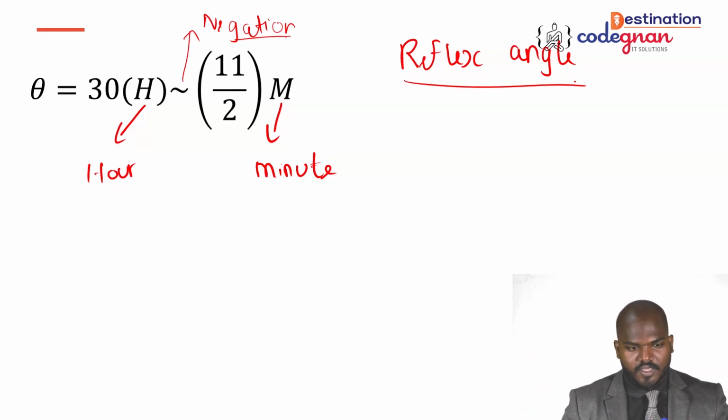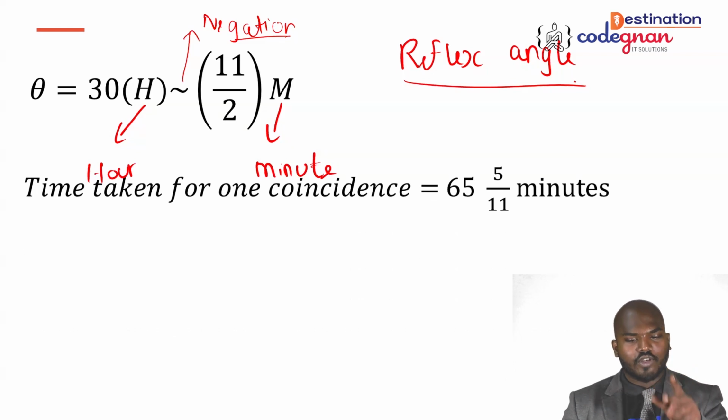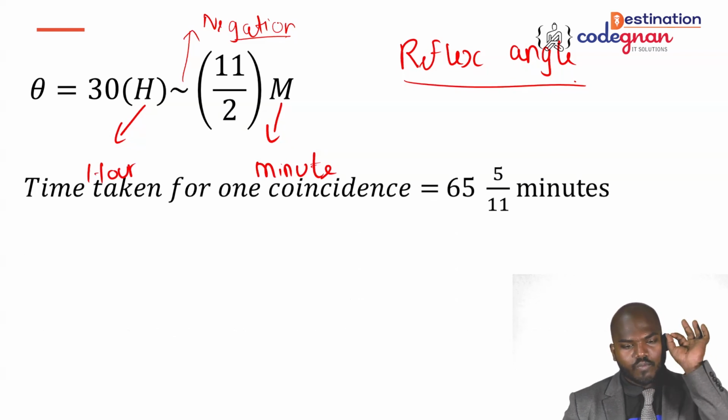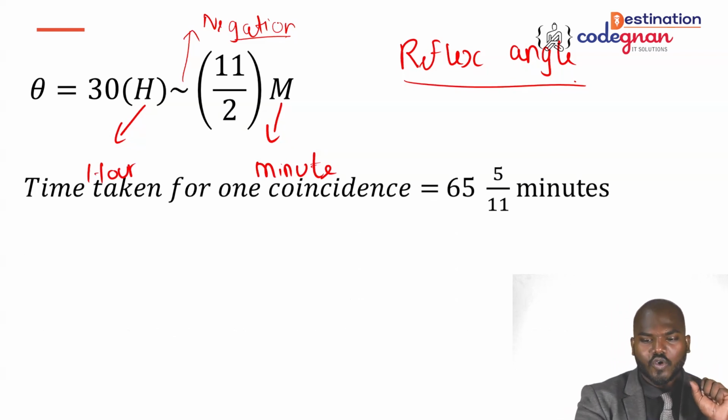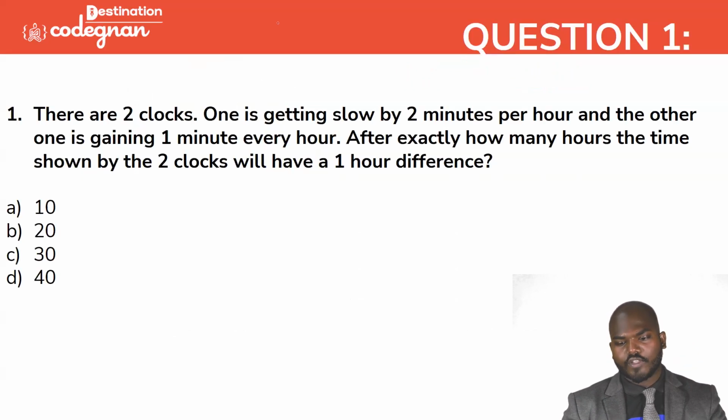Good. So going to this reflex angle, you must also know this one. There is a time taken for one coincidence. We can call it 65 5 by 11 minutes. Yes, sir. And we'll go for the question here, guys.